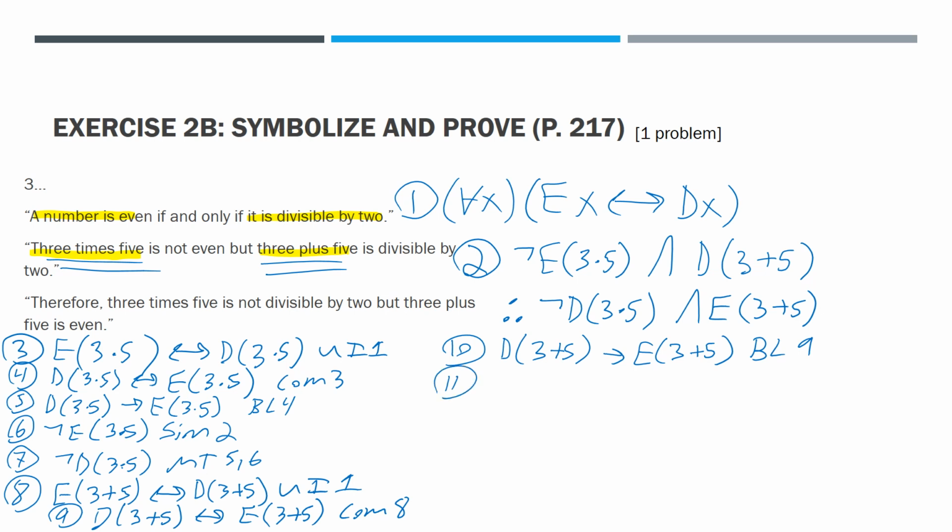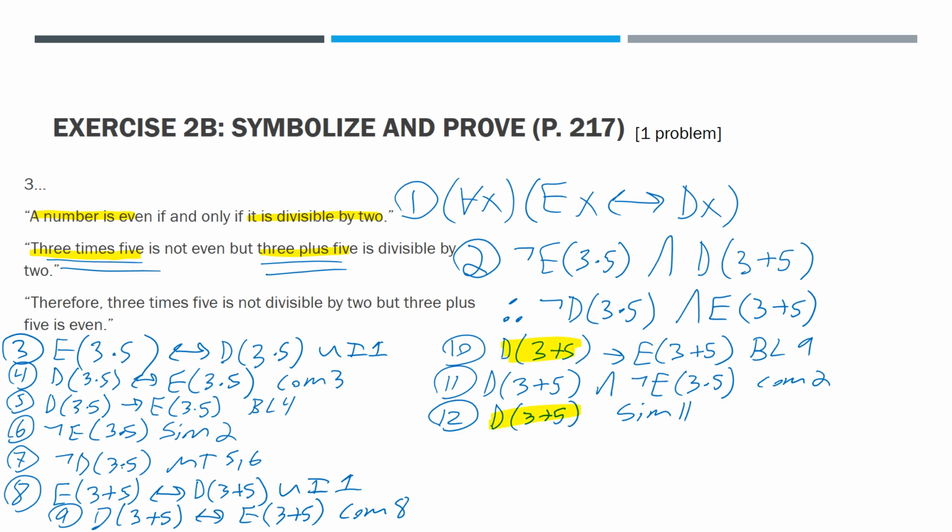We'll use a commutative rule on sentence 2. So for 11, we'll get D(3+5) and not E(3×5), commutative rule, sentence 2. 12 will now get D(3+5) by the simplification of 11. Now we can do a modus ponens inference because we have this D(3+5). So for 13, we'll say E(3+5), modus ponens 10, 12.